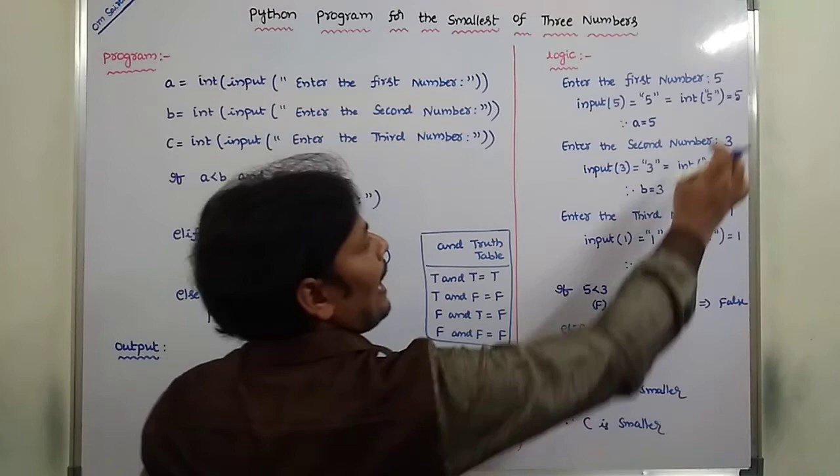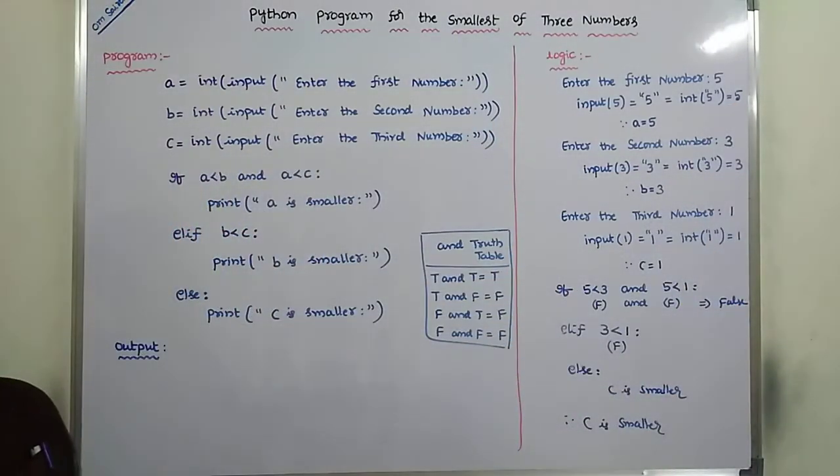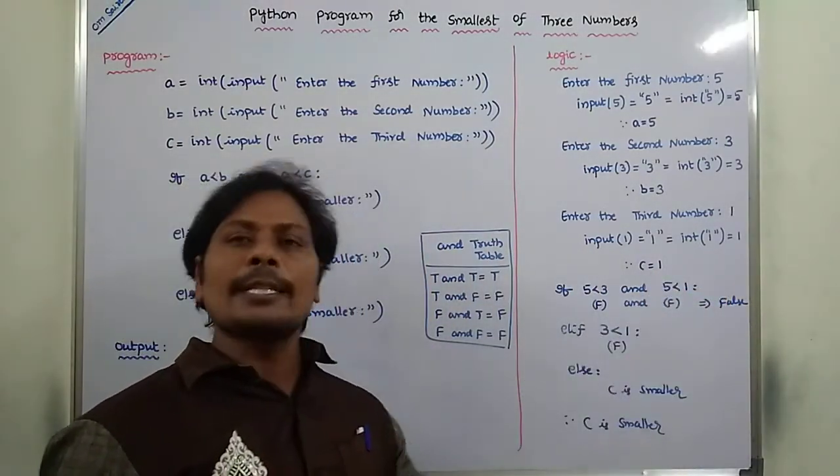Okay, here A value is 5, B value is 3, C value is 1. Among the three values, which value is smaller? 1. So C is smaller.